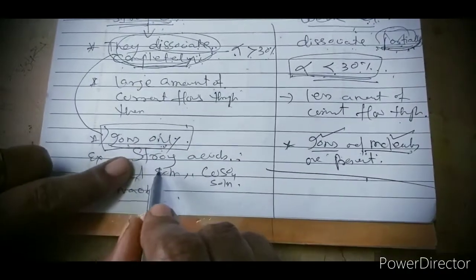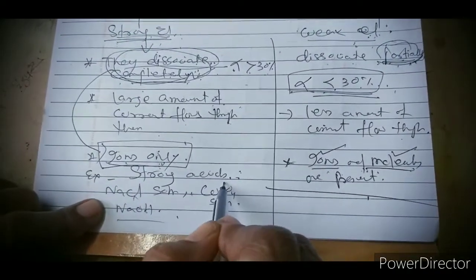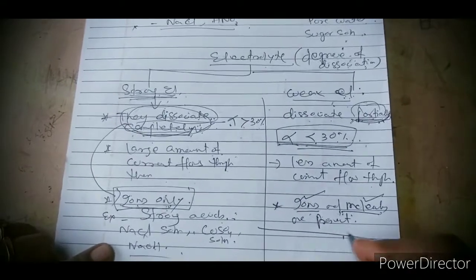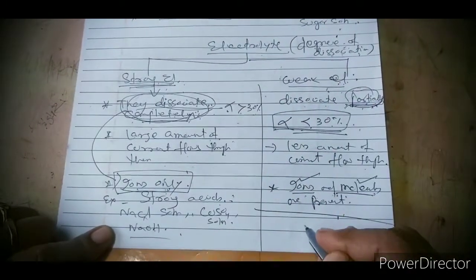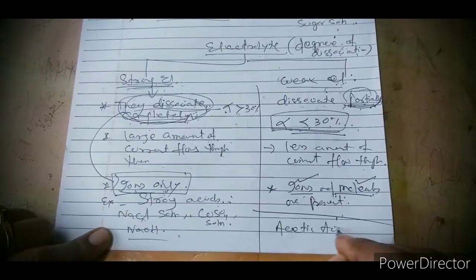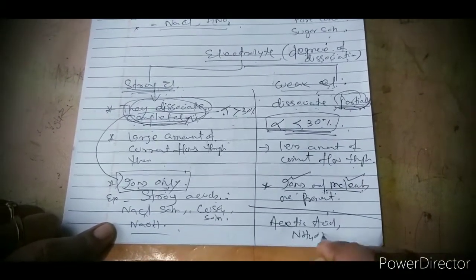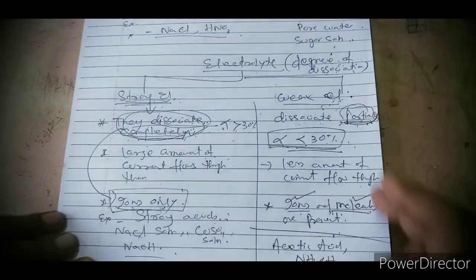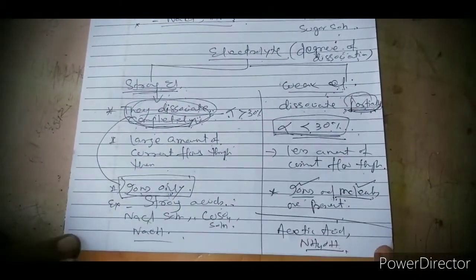Strong acids, strong bases, copper sulfate solution, NaCl solution, all these come under strong electrolyte. Whereas in the case of weak electrolyte, the weak acids like acetic acid, and NH4OH, are weak electrolytes. Okay, now take the screenshot. If you want to take the screenshot, we will discuss that one.